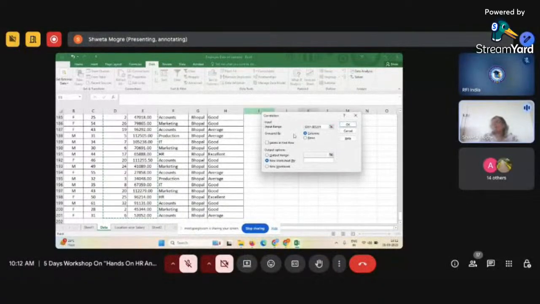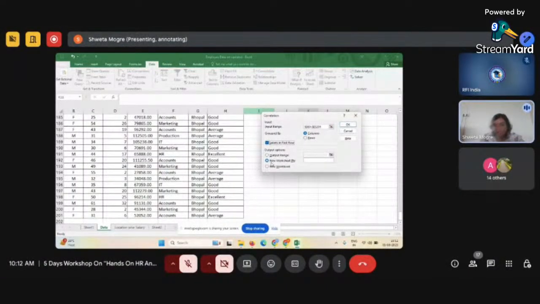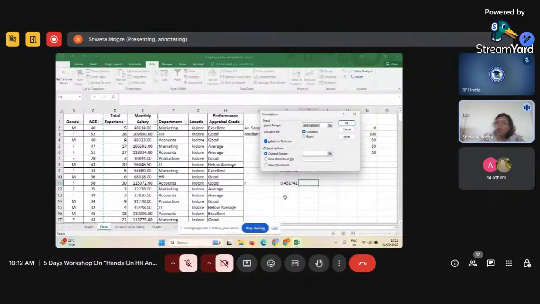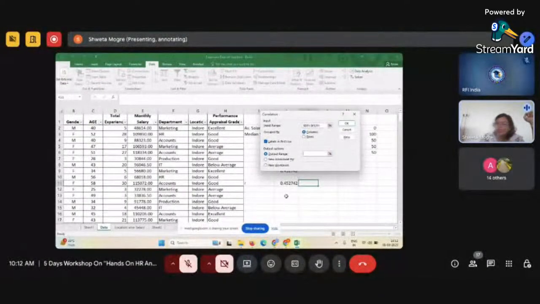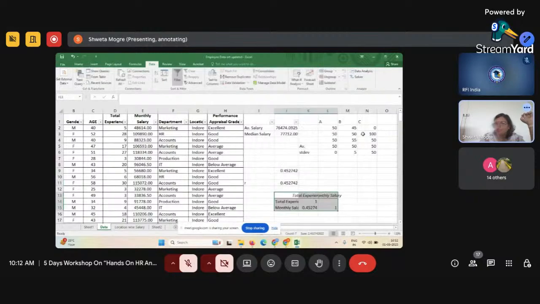simultaneously. Grouped by columns, this I have discussed in yesterday's class only. And since I have selected from the heading cell, I am clicking on labels in first row. By default, Excel will generate output in a new worksheet. But if you want your output in the same sheet, you can select output range, place your cursor in front of output range, select one cell from where you want your output, and click on OK. So now check.